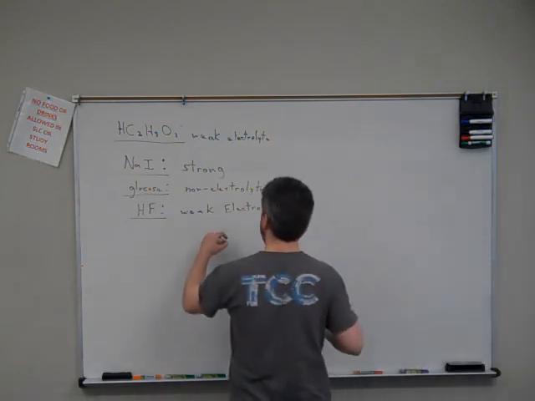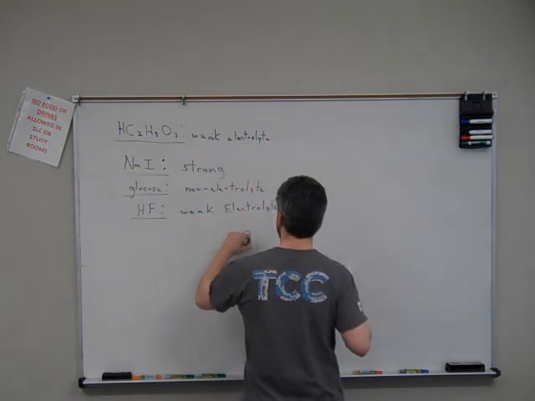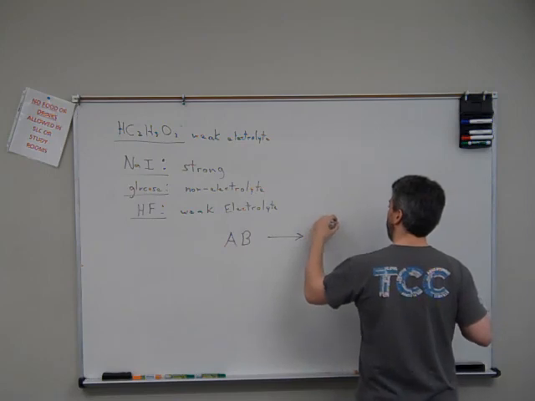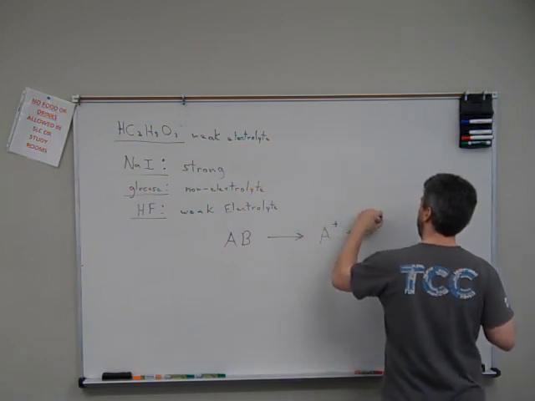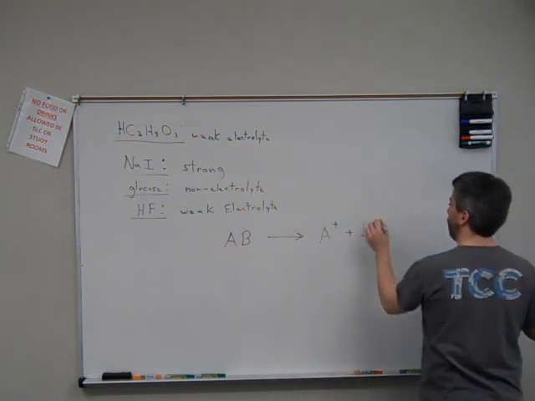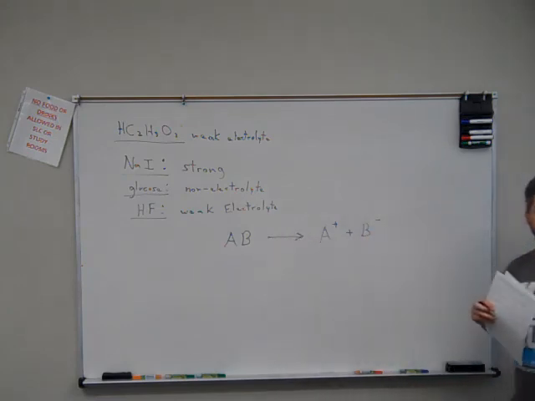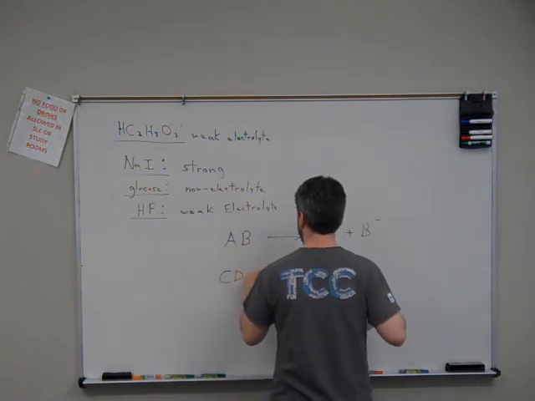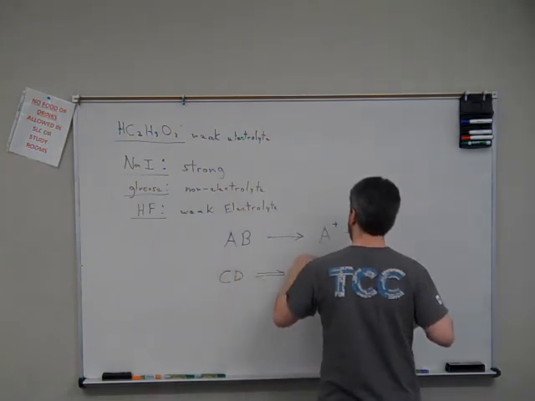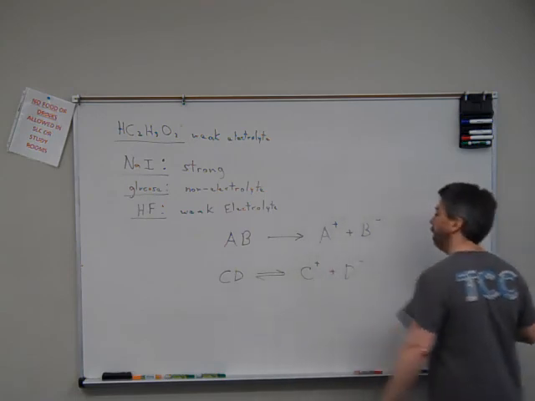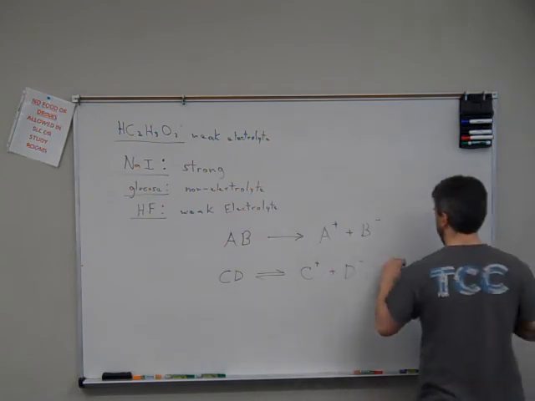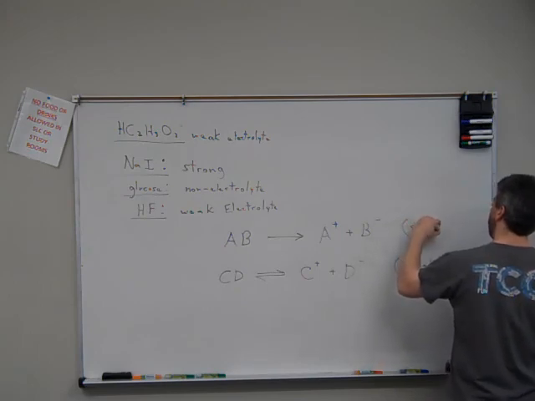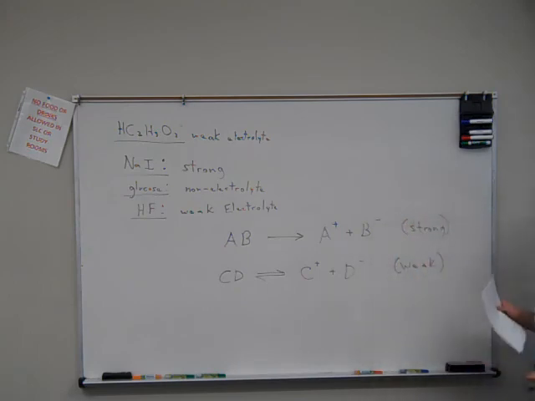Now, in general, if you see any substance like this, any AB, and the arrow is one directional, this is going to be a strong electrolyte. But whenever you have two arrows, it is a weak electrolyte. Exactly. So if you had CD, and it looked like that, C plus and D minus, that's going to be a weak electrolyte. Oh, you're right. It was a good trick. I didn't pay attention to the arrow.